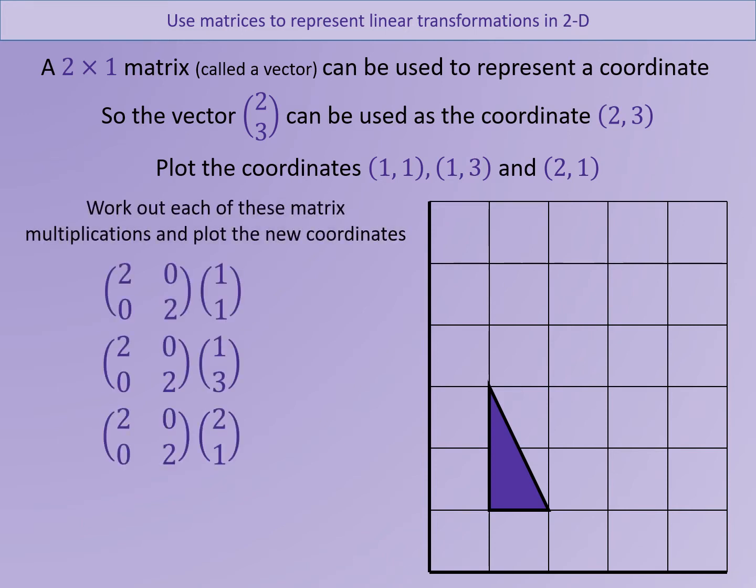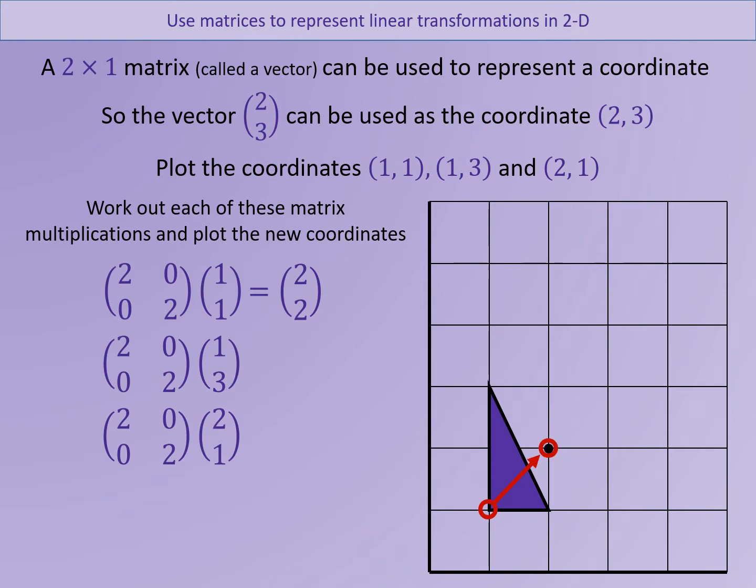So we're going to perform the matrix multiplications using the matrix 2, 0, 0, 2 and multiplying by each of the vertices of that triangle. So if we look at that first one, 2 times 1 plus 0 times 1 gives us 2, and 0 times 1 plus 2 times 1 gives us 2. So the coordinates 1, 1 are mapped to 2, 2. Let's see this on the grid. So 1, 1 is mapped to 2, 2.